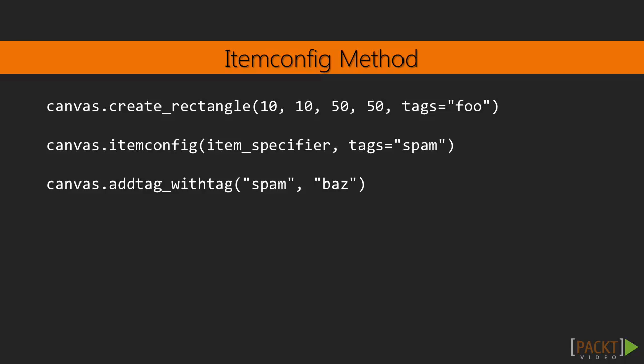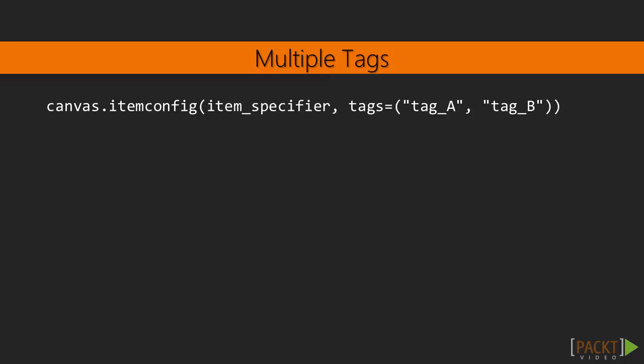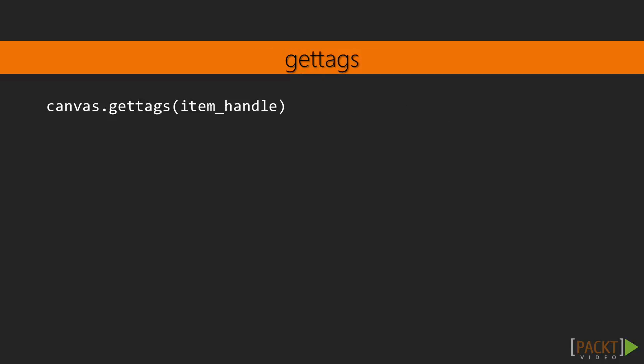To add a tag to an item, you specify the tag, which is a string, as a configurable option either at the time of creating the object or later using the item_config method or the add_with tag method. You can add multiple tags to an item at once by passing in the tags as a tuple of strings. To get all tags associated with an item handle, use getTags. This returns a tuple of all tags associated with that item handle. To get the item handles for all items which have a given tag, use find_with tag. This returns a tuple of item handles for all items with a tag of spam.